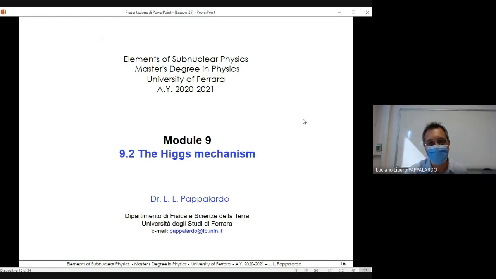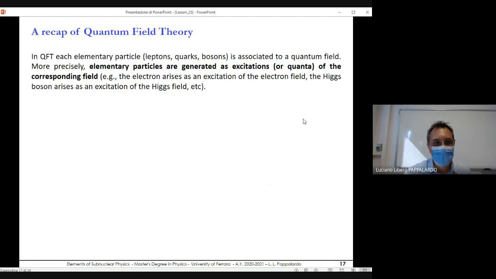Okay, so let's start introducing the Higgs mechanism. It is a bit of a long story. We start today and we'll complete tomorrow. So let me start with a few basic things.